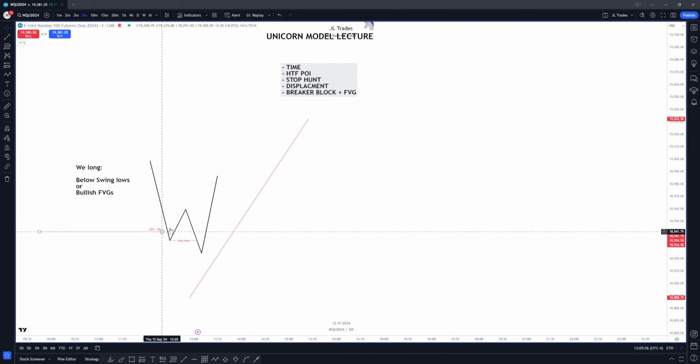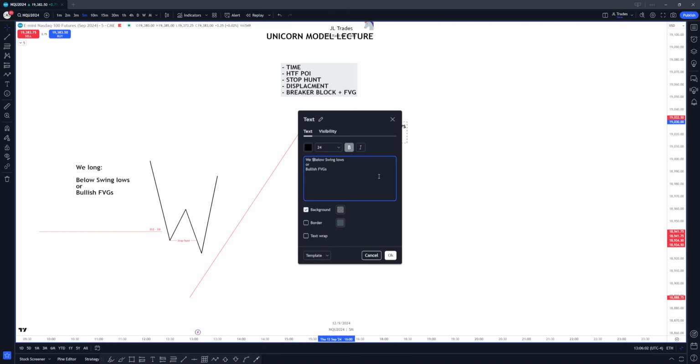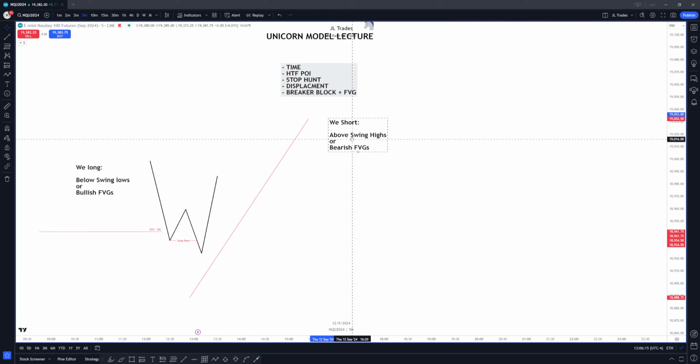But now what we'll do is we'll do a bearish breaker block, which is pretty much the opposite. So we short, as you can probably guess, above swing highs or bearish fair value gaps. Okay. So again, let's say we have a bearish bias, we go to our higher time frame POI, which is our narrative time frame.